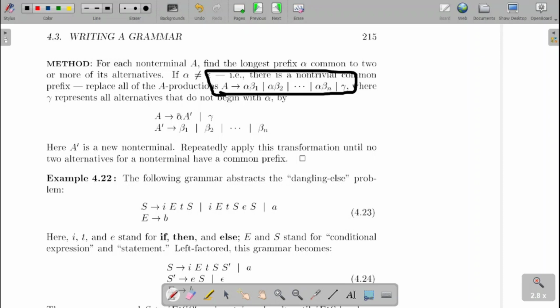What I will do first is write A derives the common thing. What is the common thing over there? Alpha. So A derives alpha A dash. Then gamma is the one where the common thing is not there, and that we will write as it is. Then A dash derives beta 1 or beta 2 or beta 3 up to beta n.